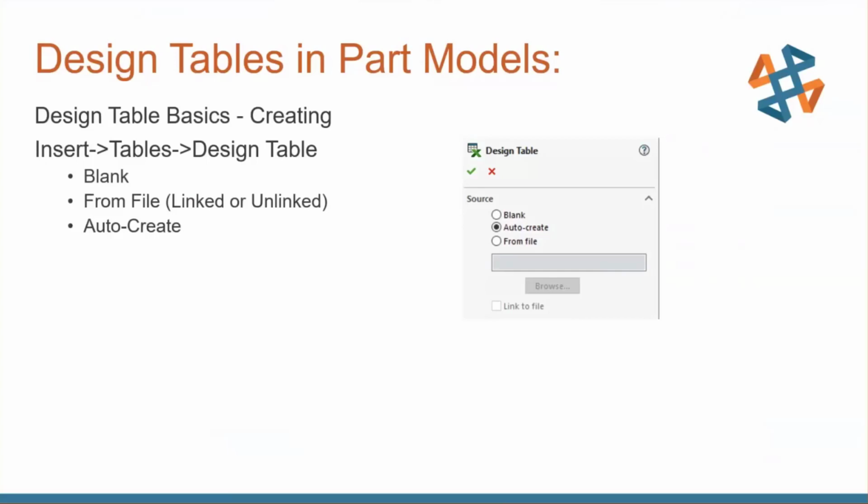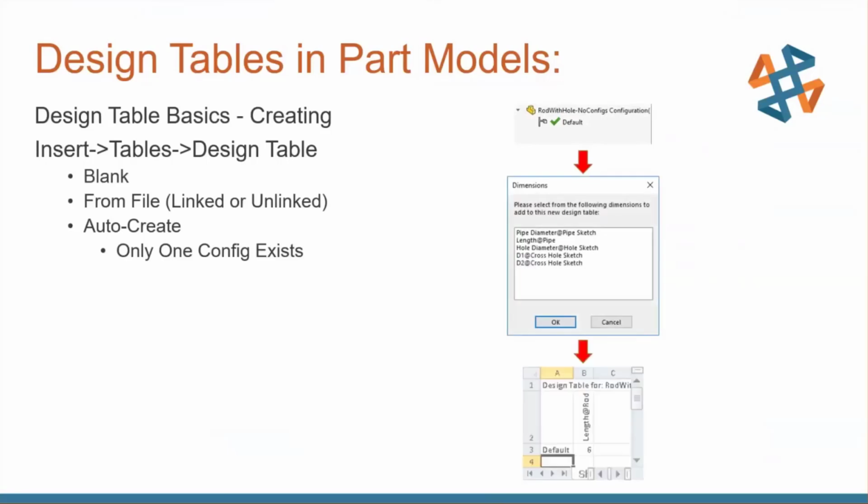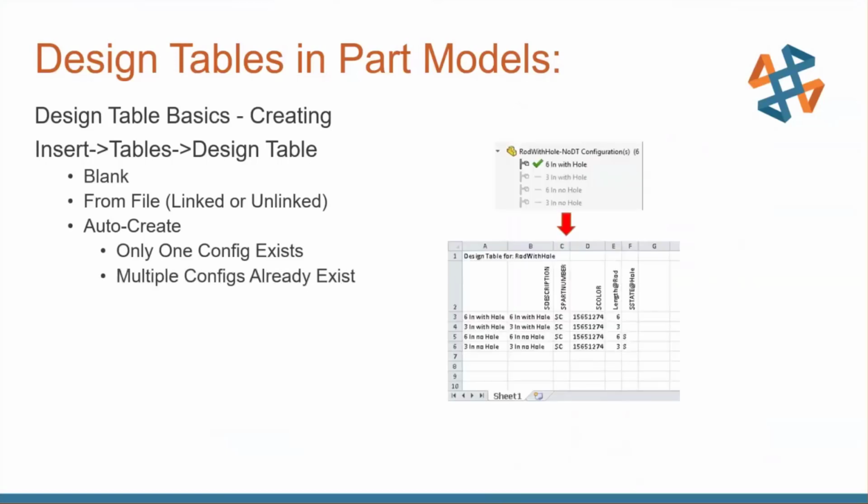So there's two different ways that we can auto-create a table. If we don't have any configurations in our part, or just the default, we'll get an intermediate window to select the dimension or multi-select the dimension using either the Control key or the Shift key. And SolidWorks will then populate our design table with all that selected information. Now, that's not the only way that we can do it, but that's what we'll see the first time we insert that design table. If your model already contains configurations, everything that's unique from configuration 1 to 2 to 3 to 4 is brought into the table automatically.